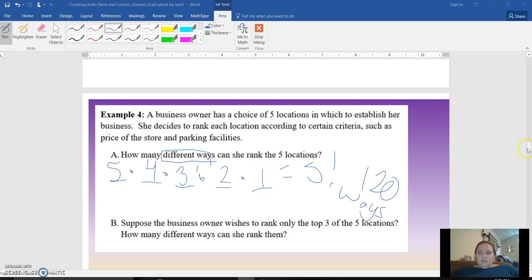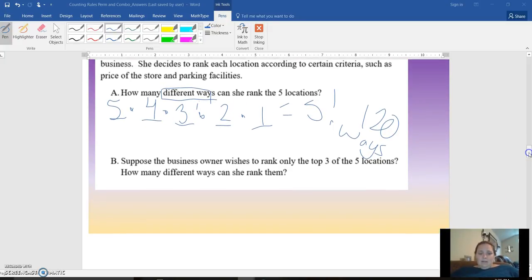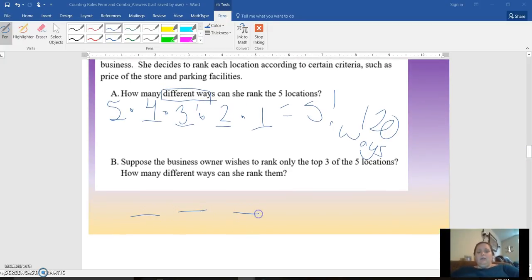All right, now suppose she's only going to rank her top 3 of them. So here she's got 5, then she's got 4, and then she's got 3. And so we get 60. You can't do 5 factorial because you'll get 120. You need to do just 5 times 4 times 3, on your calculator.